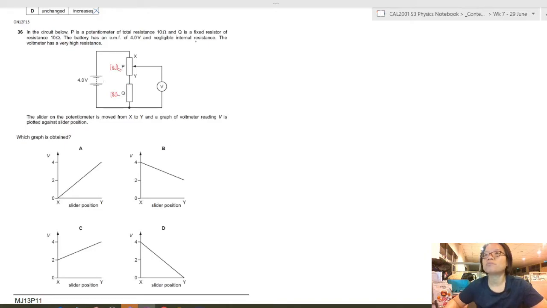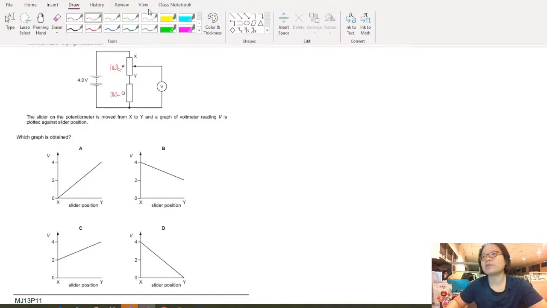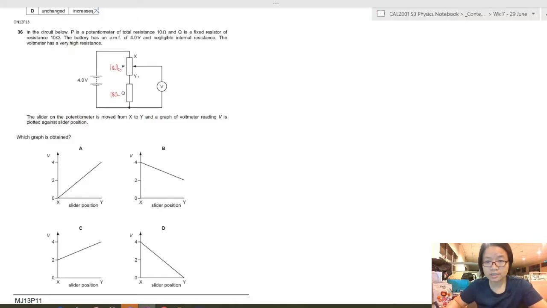Battery is 4 volt. Voltmeter has very high resistance. So an ideal voltmeter should have infinite or very high resistance. This means there's no current flowing through the voltmeter, so the voltmeter will not affect the circuit. Okay, so the slider on the potentiometer is moved from X to Y. This so-called potentiometer can be an entire wire, or it can just be a variable resistor. Basically I can move from here to here.